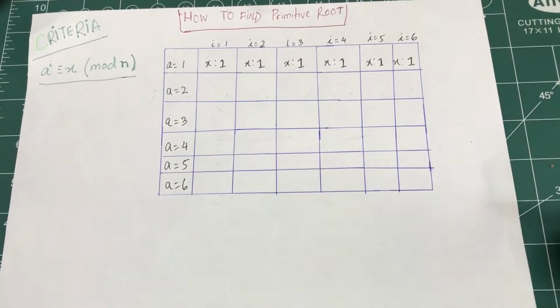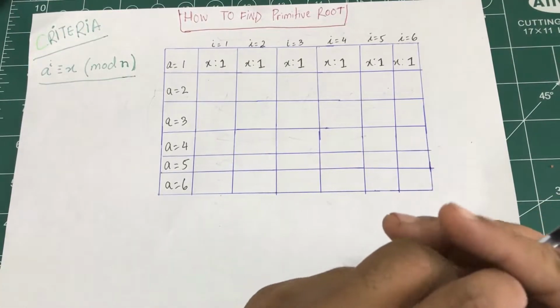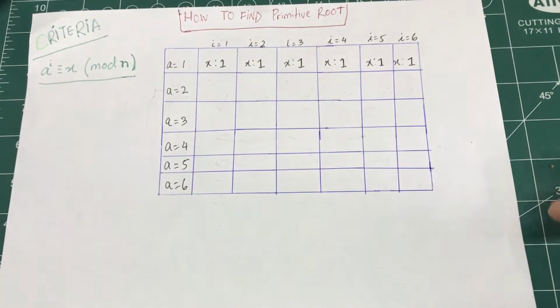One of the important topics in cryptography is primitive roots, and we want to find them specifically for prime numbers. So in this video, we will learn how to find primitive roots of a prime number. Why do I need that?